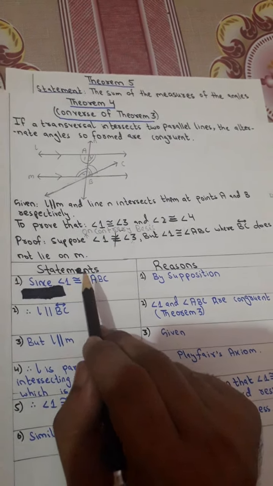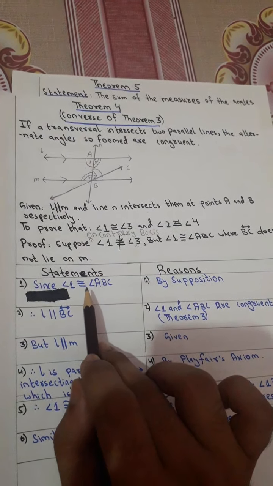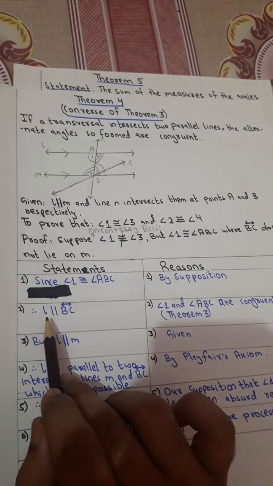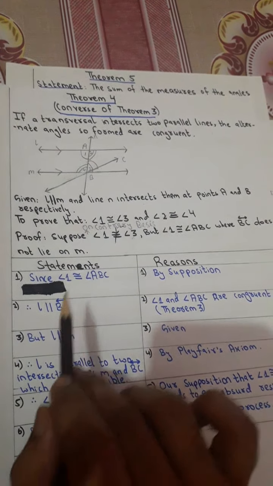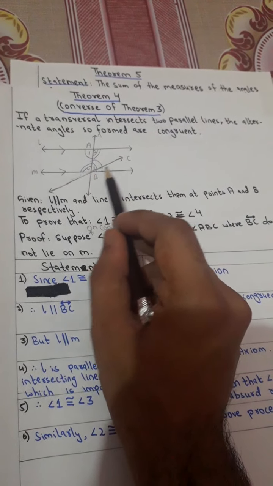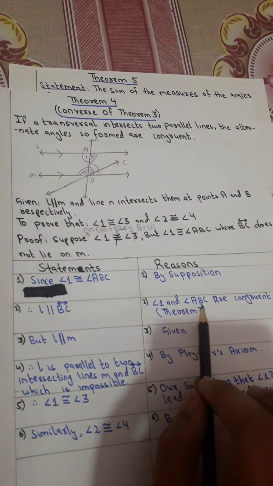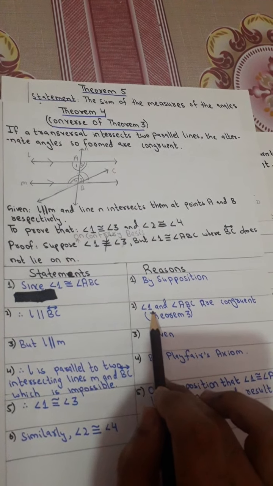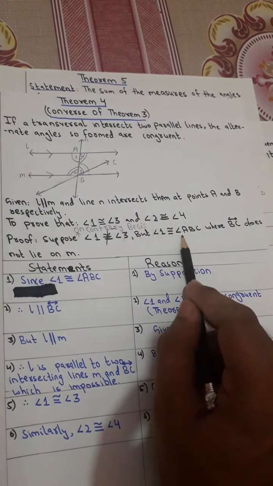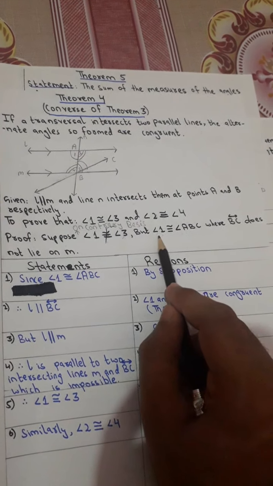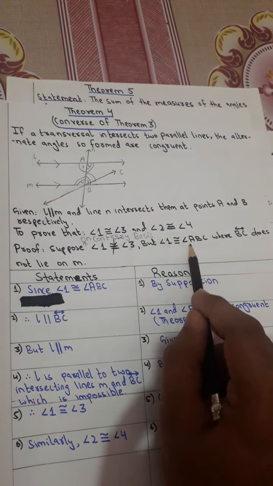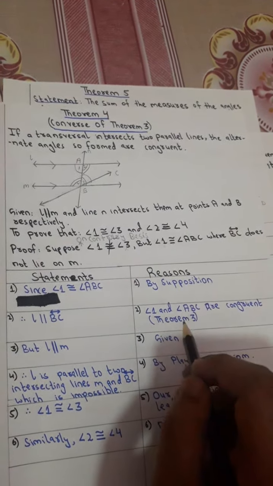Since angle 1 is congruent to angle ABC by supposition, suppose L is a line parallel to the line BC. Angle 1 and ABC are congruent, theorem 3. As we have supposed that angle 1 is congruent to angle ABC, these are two alternate angles, and if two alternate angles are equal, the two coplanar lines are parallel. That is the statement of theorem 3 that we have proved.